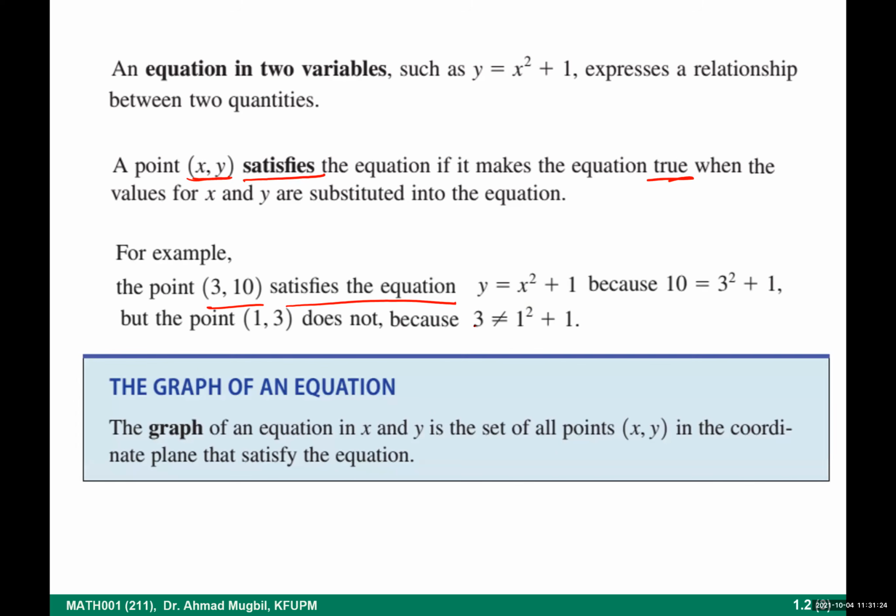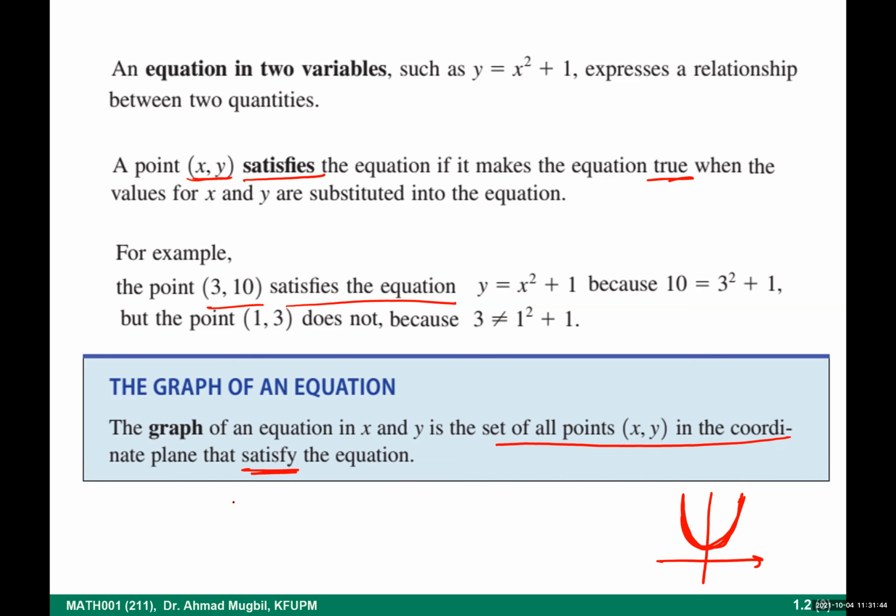The definition of the graph. What is the definition of the graph, like the one that we did before? It is the set of all the points (x, y) in the coordinate plane that satisfy the equation.